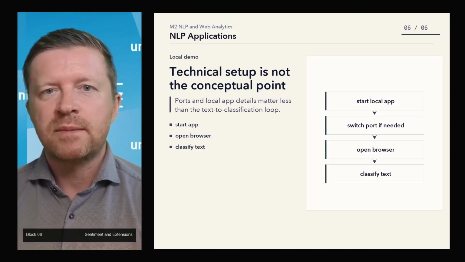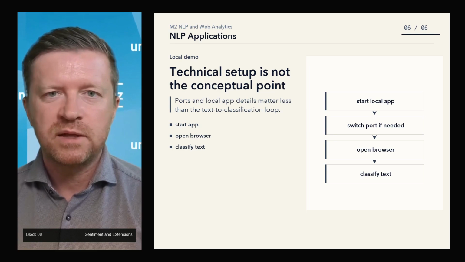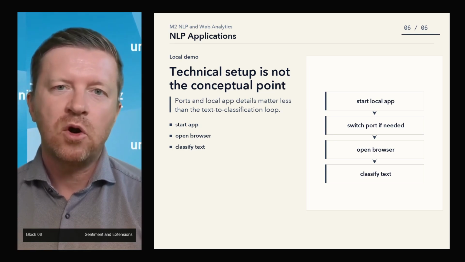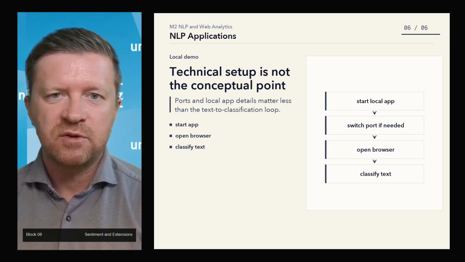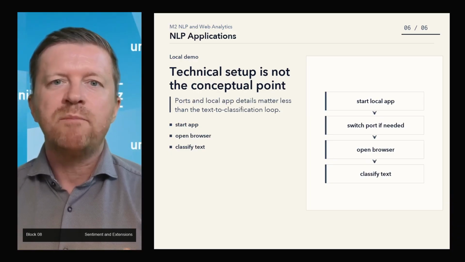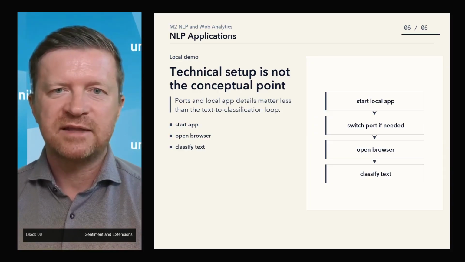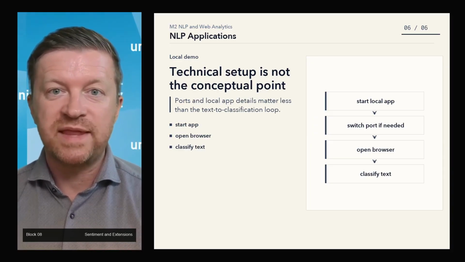When building local demonstrations, small technical issues can happen, such as a port already being used by another process. In a recorded version, the instruction is simply this: start the local app, switch to an available port if necessary, and then open the app in the browser. What matters conceptually is not the port number. What matters is that the model is analyzing the conversation as text and returning a sentiment classification with an explanation.